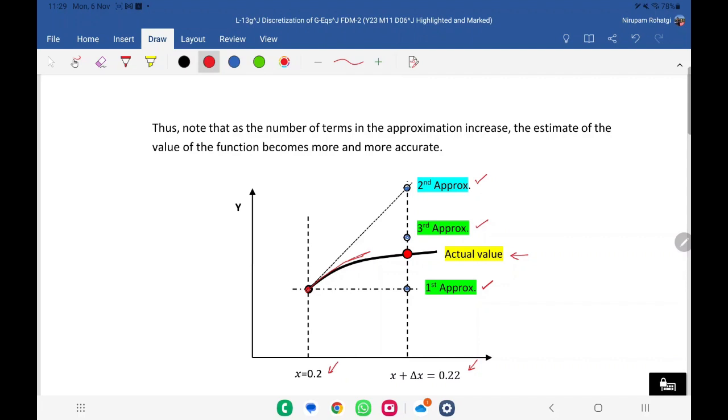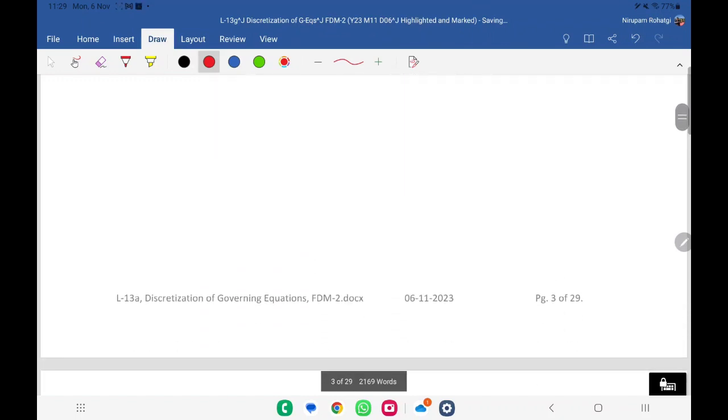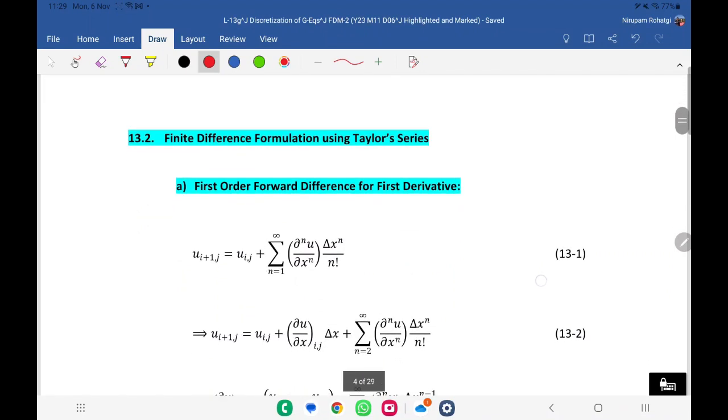So this is what is happening. But even after the second approximation and third approximation, you have not reached the exact value. This delta fx will always remain. Now we will use this approach to find the derivatives.